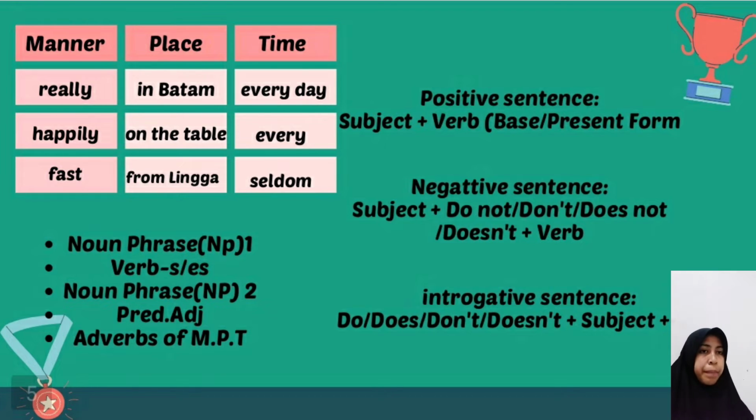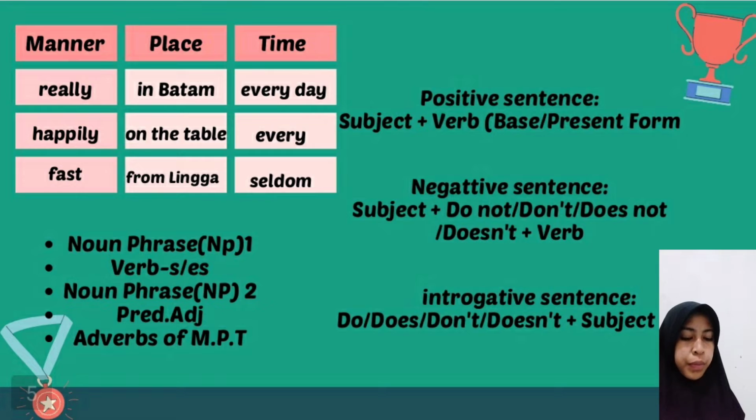adverbs of MPT. M is manner, for example, really, happily, and fast. P is place, for example, in Batam, on the table, or from Lingga. And T is time, for example, every day, every week, and seldom.